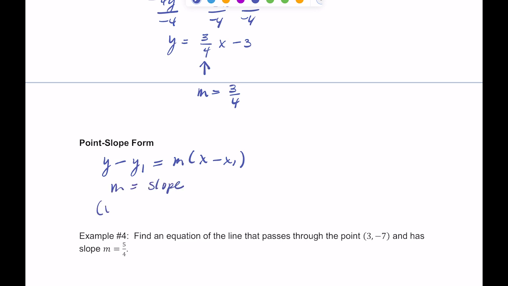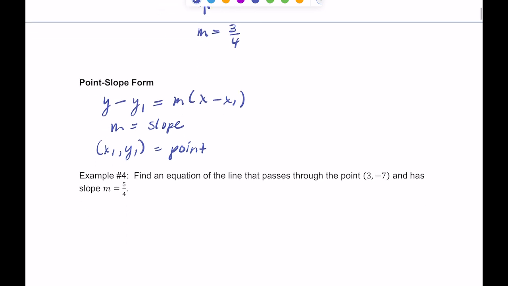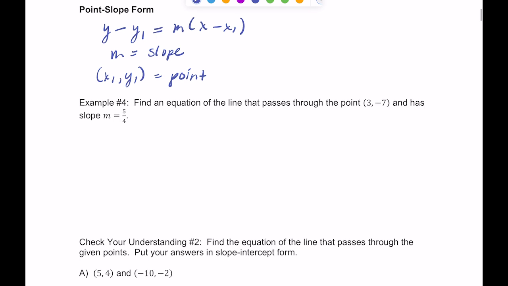And x1 and y1 are your point on that line. And then of course, x and y are any other point on that line. So let's say I want to find the equation of a line that passes through the point (3, -7), and it's got a slope of 5/4. So this time I have my m, but I don't have my b. So I'm going to use the point-slope formula.